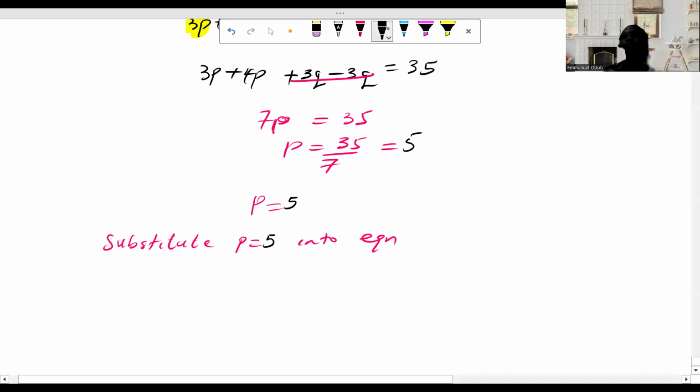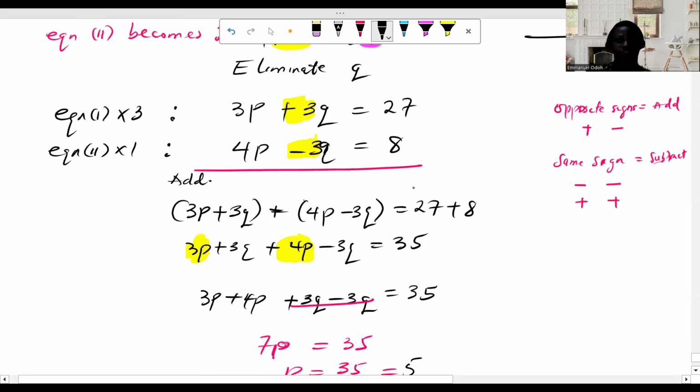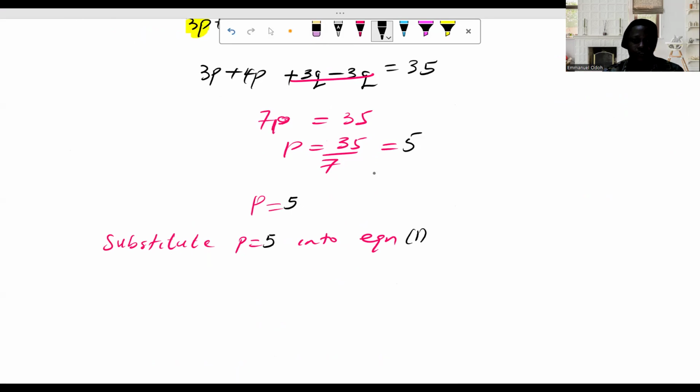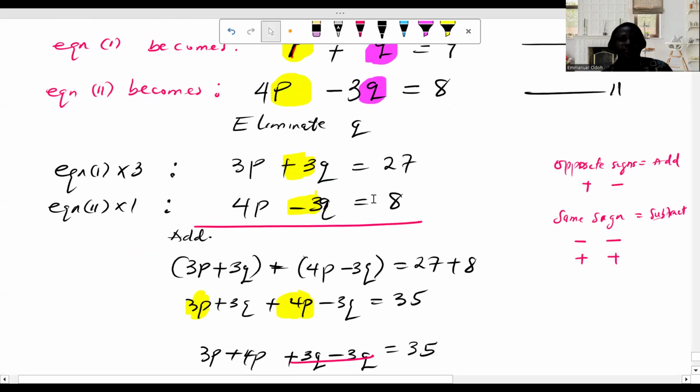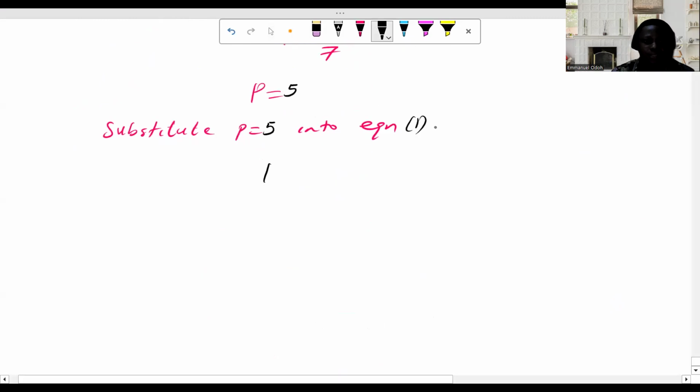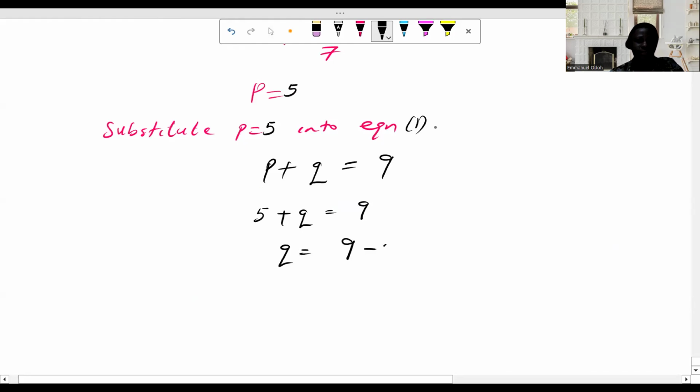So we substitute the value of p equals 5 into any of the equations. So let's pick equation 1. Equation 1 is 3p plus q equals 9. So I'm going to write p plus q is equal to 9. So now p is 5, so I have 5 plus q is equal to 9. So q becomes 9 minus 5. So q equals 4.